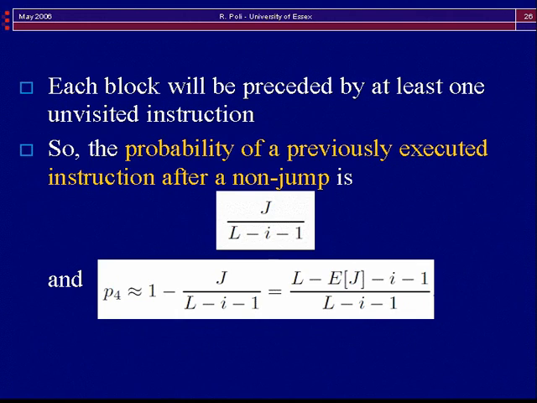Okay, so once we know the expected number of jumps, it becomes possible to calculate the probability that a previously executed instruction is found after a non-jump. It is simply given by the ratio between the number of jumps and the number of instructions remaining to be executed, given that we are in state I, and therefore we have already executed I instructions. So the number of remaining instructions is L minus I minus 1, and the number of jumps is J, so the ratio between these two gives us the probability of finding a previously executed instruction after a non-jump. The complement from 1 of that gives us P4.